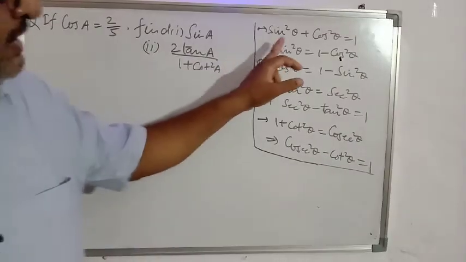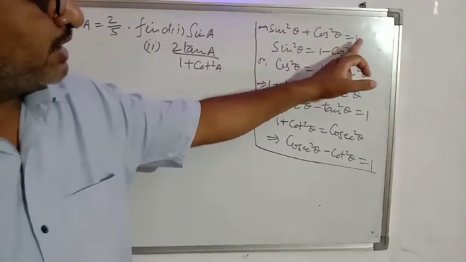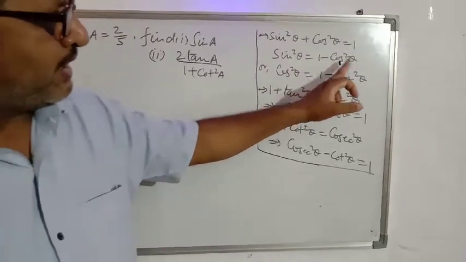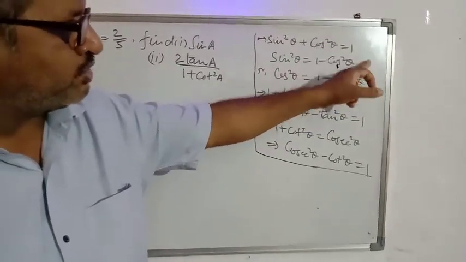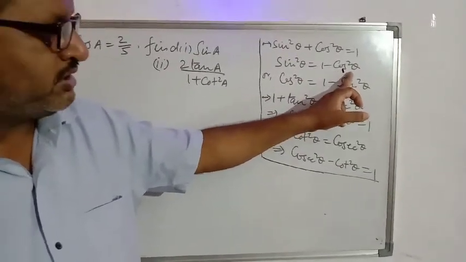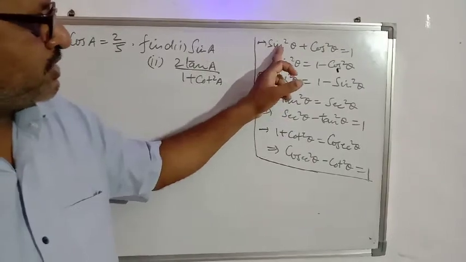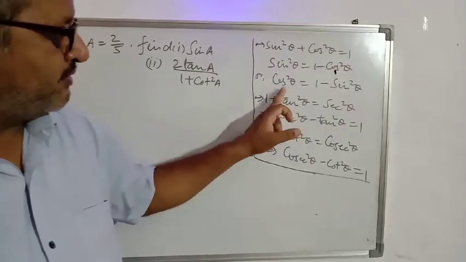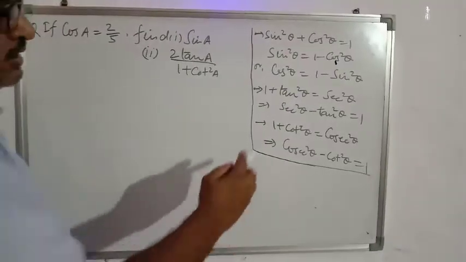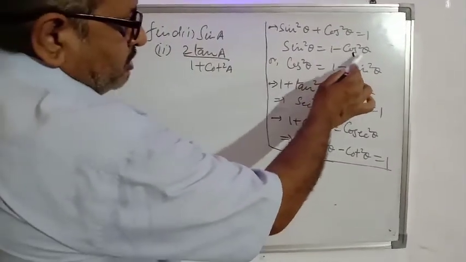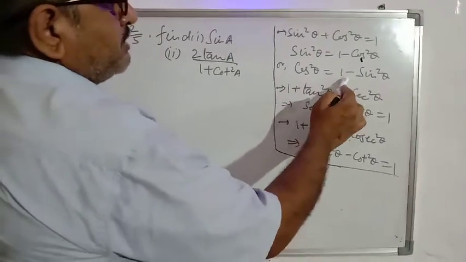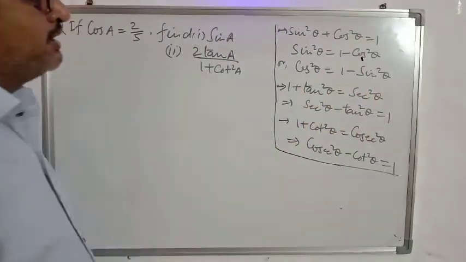The trigonometrical identity is sin square theta plus cos square theta is 1. So we can write sin square theta is 1 minus cos square theta, if we transpose cos square to the right side. Or if we transpose sin square to the right side, then we get cos square theta is equal to 1 minus sin square theta. So sin square theta in terms of cos is 1 minus cos square, and cos square theta in terms of sin is 1 minus sin square theta.